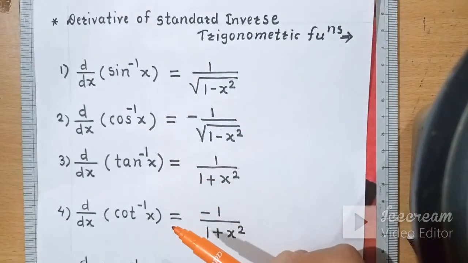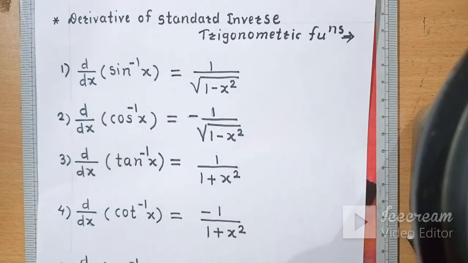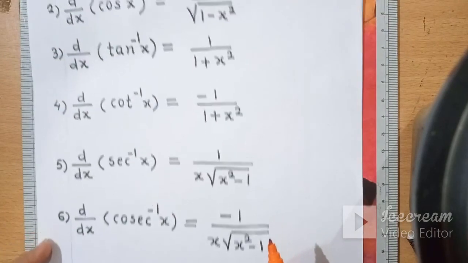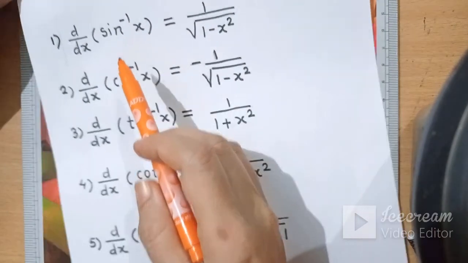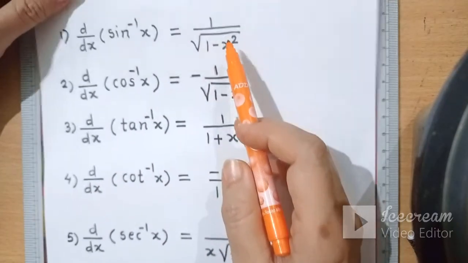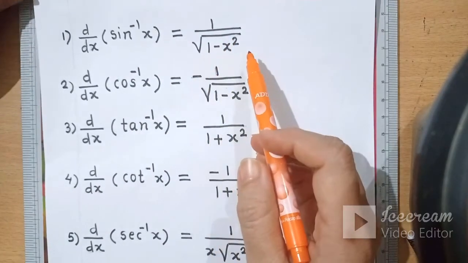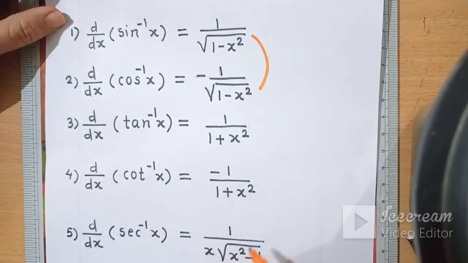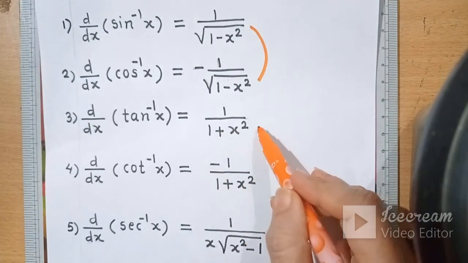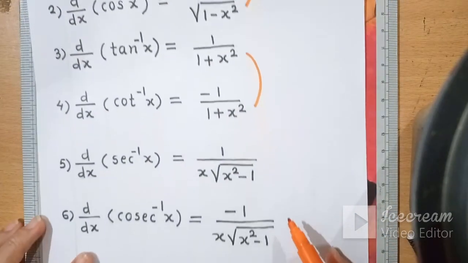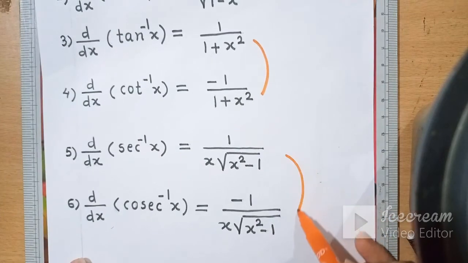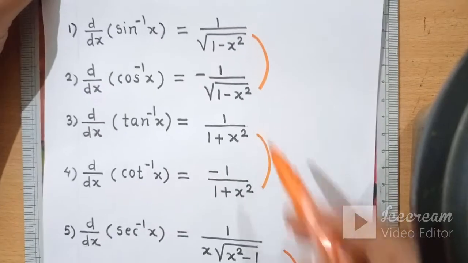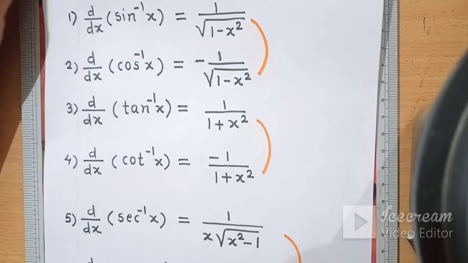These are the derivatives of standard inverse trigonometric functions. So we have these 6 formulae. Now d by dx of sine inverse of x is equal to 1 upon root 1 minus x square, and for cos inverse here the only difference is the minus sign. These two are also same, only the difference is the minus sign. These two are also same, only the difference is the minus sign. So that means you have to learn only these 3 formulae.